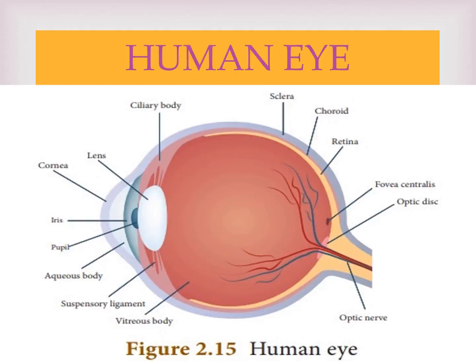So it is very sensitive, very, very sensitive organ, okay. Next, ciliary muscles, okay. This eye lens is fixed between the ciliary muscles, okay. It helps to change the focal length of the eye lens according to the position of the object, okay.